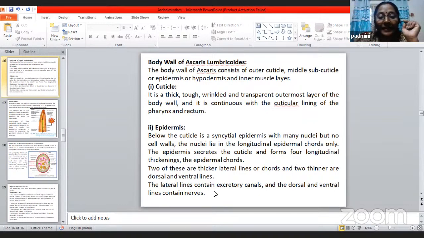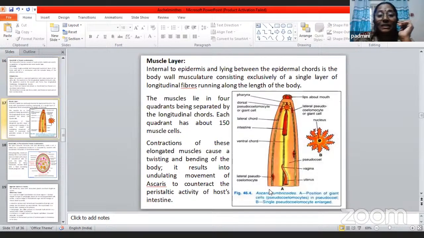The lateral line contains the excretory canals, and the dorsal and the ventral lines contain the nerves, which are sensory in action. The lateral cords contain the excretory canals for the excretion purpose.